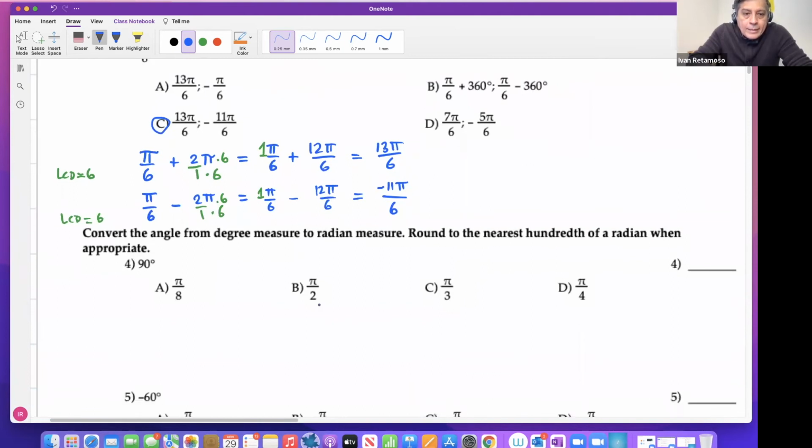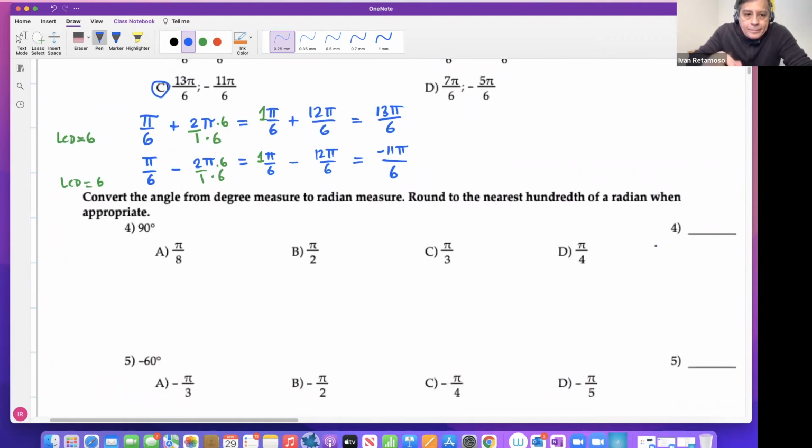Now conversions. As I announced before, convert 90 degrees to radians. Remember, for conversions we have a method. If you are going from degrees to radians, you should multiply by this conversion factor: 180 degrees on the bottom to eliminate degrees, and its equivalent in radians, pi radians, on the top.